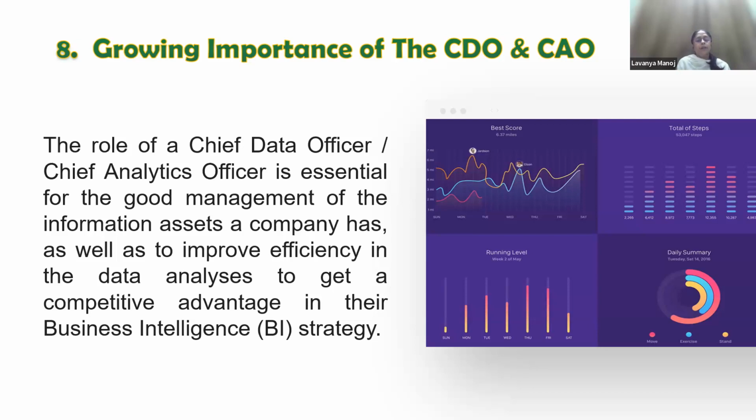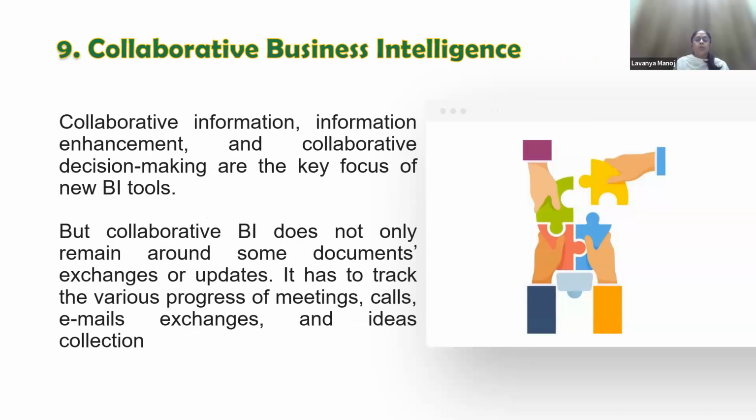And yes, to improve efficiency in data analysis and get a competitive advantage, there is the business intelligence strategy. So business intelligence is another trend which is happening. Let's see what it is all about. Collaborative information enhancement and collaborative decision making are the key focus of the new BI tools. Collaborative information is gathering all the information and enhancing it, and collaborative decision making involves all the parties in the decision making process. Decision making is not only done by the top management, but includes even worker level management. That is collaborative business intelligence.